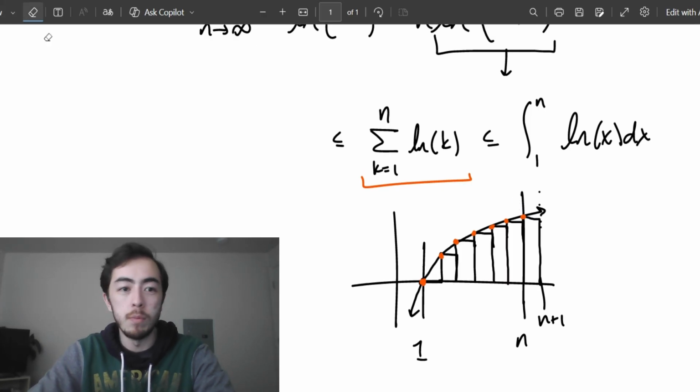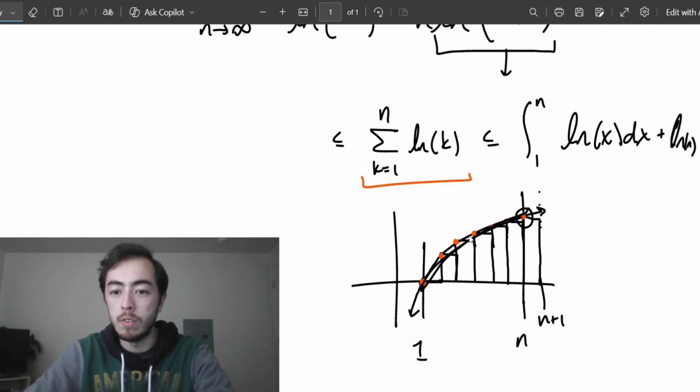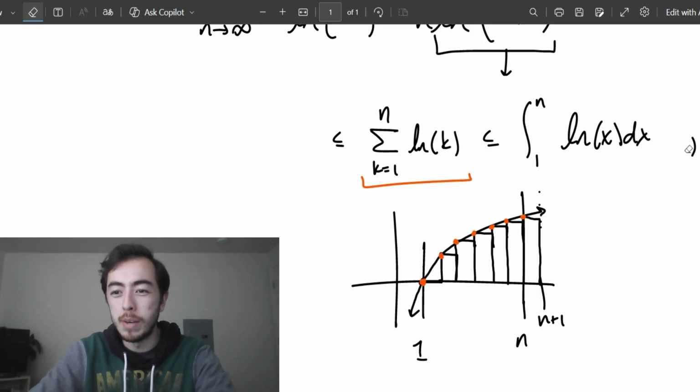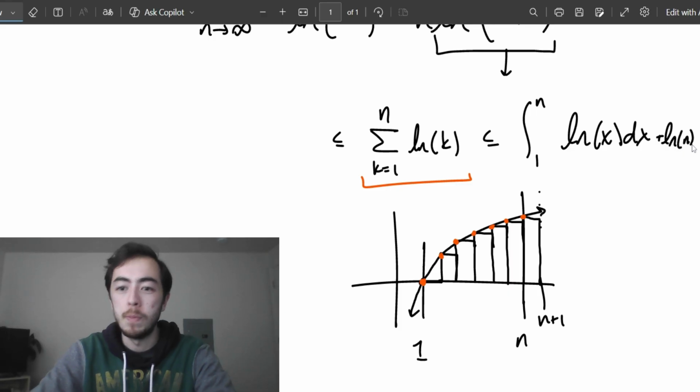And so I'm taking the integral from 1 to n. I still have all of this headroom right here, which means that the integral value is greater than the rectangles. But then if I add on ln n, there we go, so that includes this value, and then the integral overshoots the rest of the sum. Let me write this a little bit better. There we go, plus ln n.